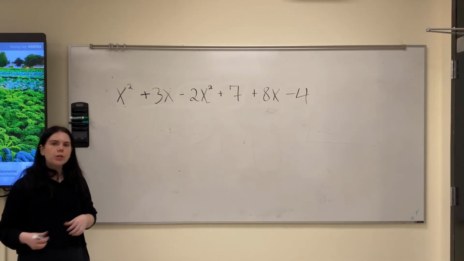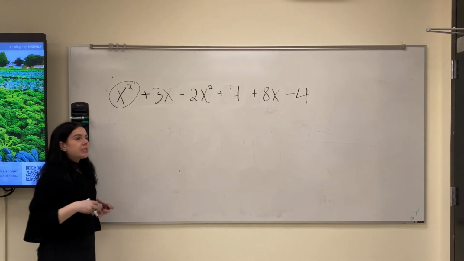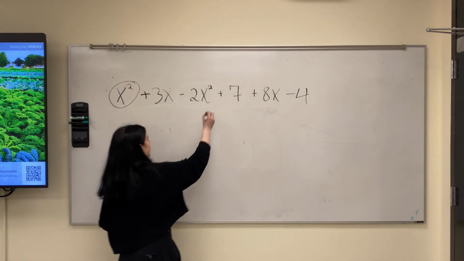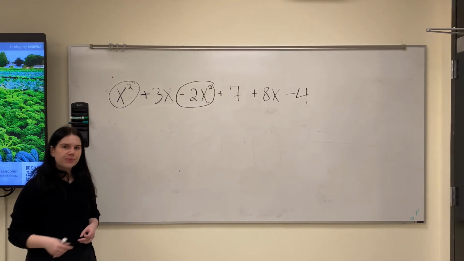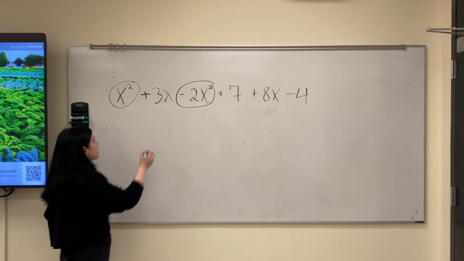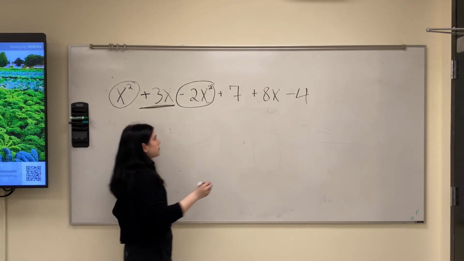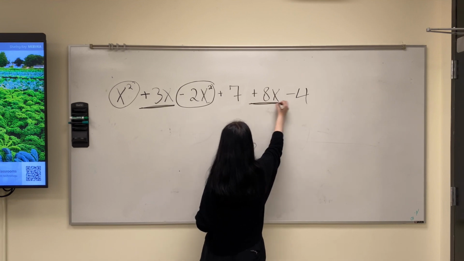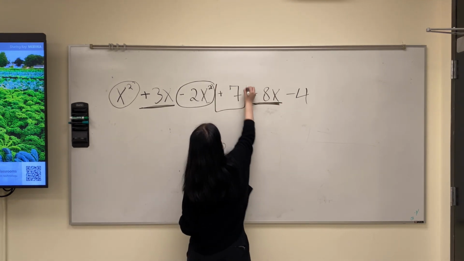We're going to take a look at this polynomial. I'm going to circle all of my terms that contain an x squared, making sure to include the sign in front of the term. Next, I'm going to underline all of my terms containing x, making sure to include the sign in front of the term. And then I'm going to draw a box around all of my constants.